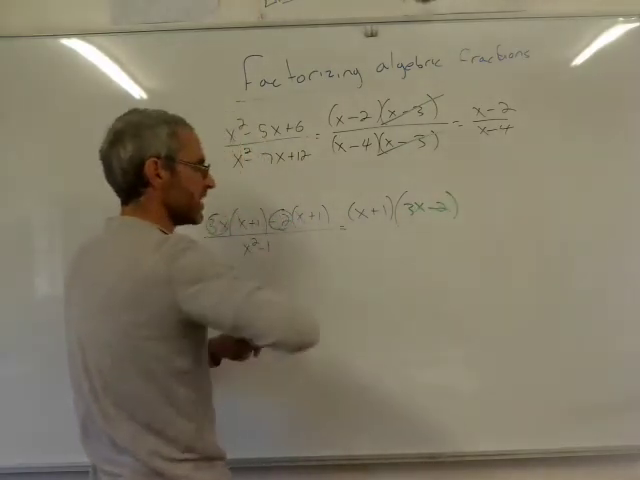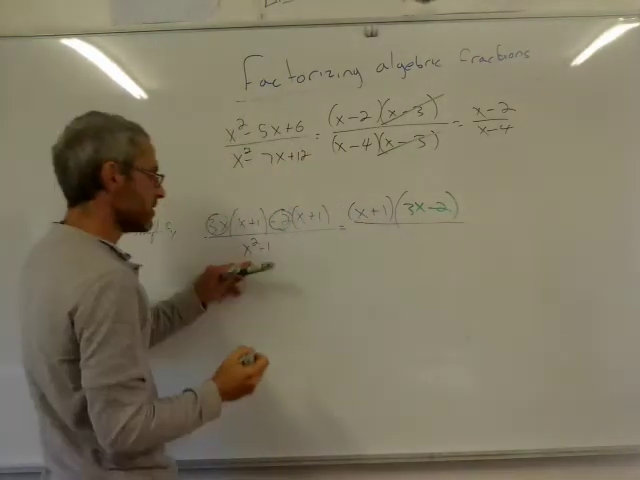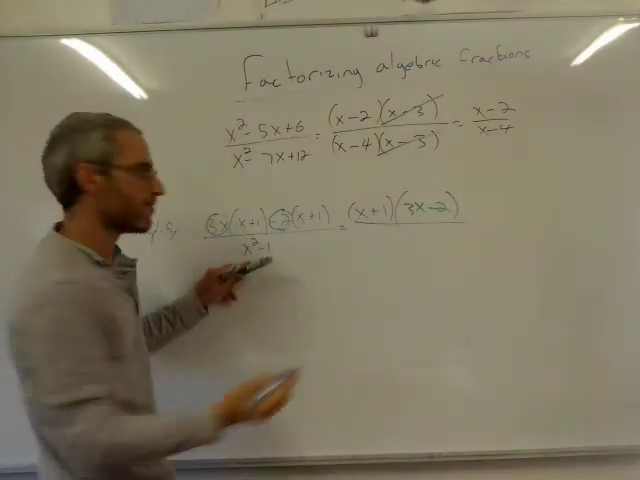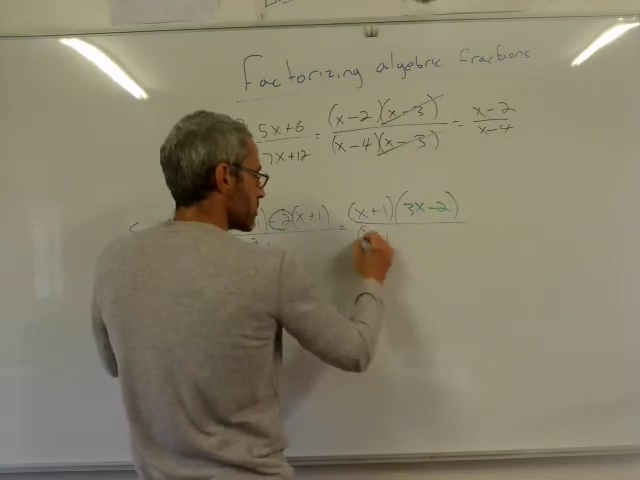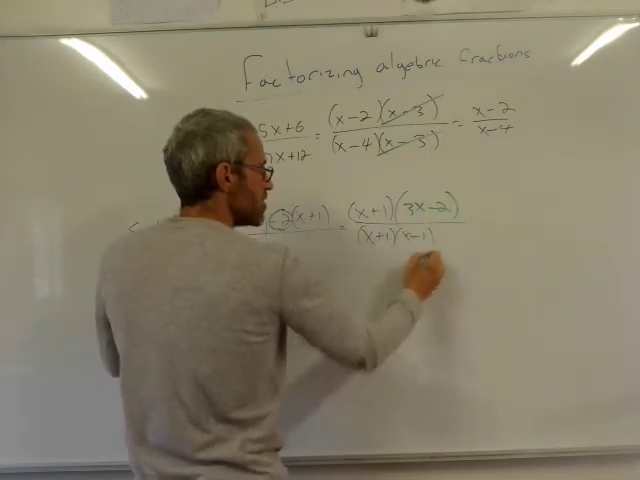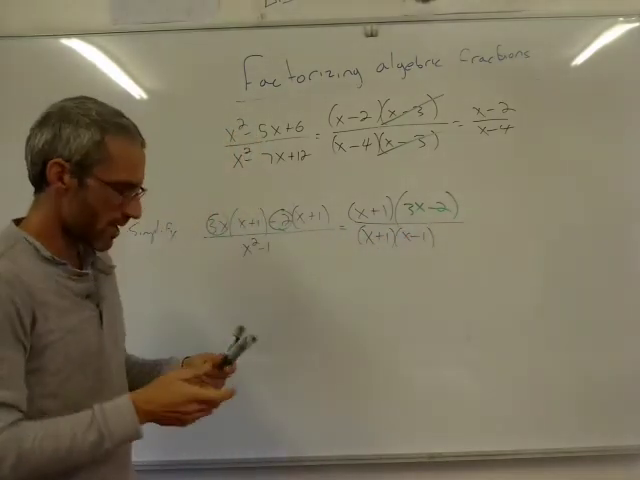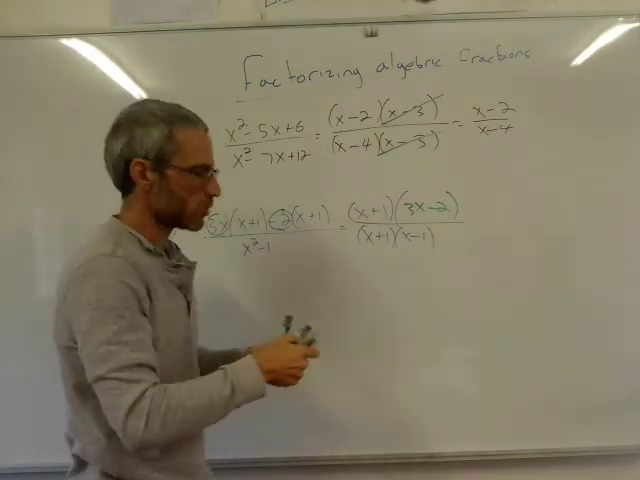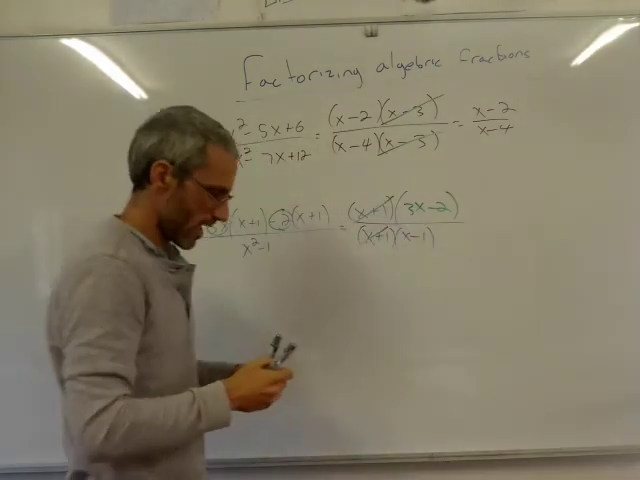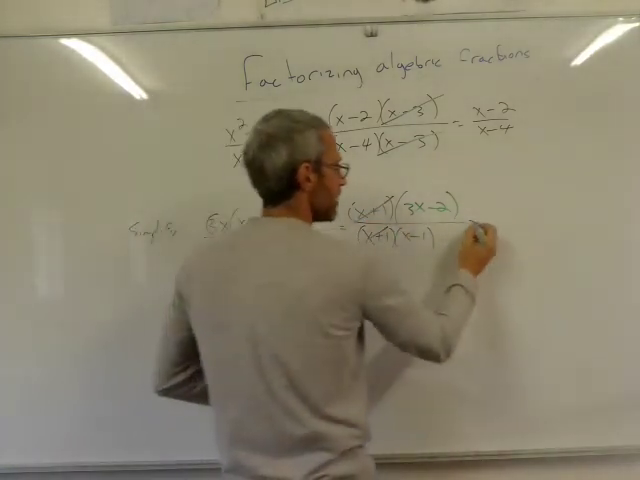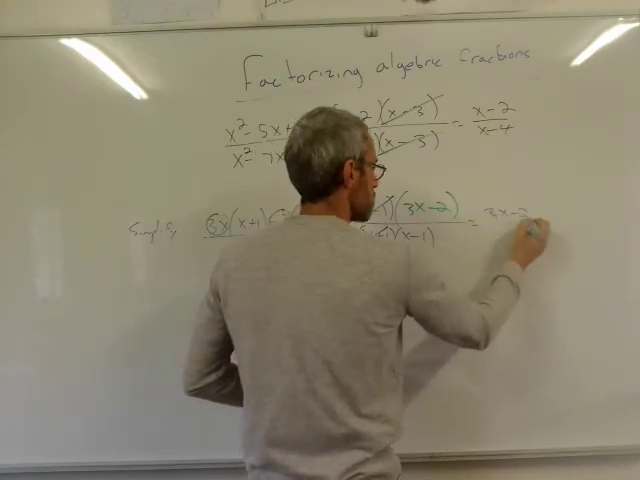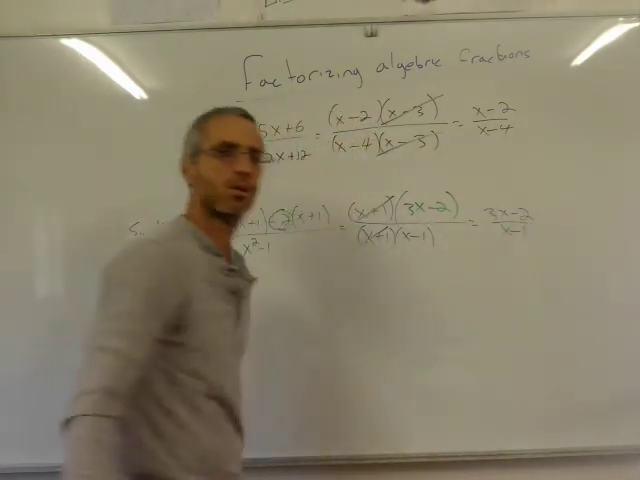And I'm going to divide that by x squared minus 1. That's the difference of squares. That's not a problem. x plus 1, x minus 1. And you see where I'm going. I've got x plus 1 and x plus 1, so now I can cross cancel it. And the answer is 3x minus 2 over x minus 1.